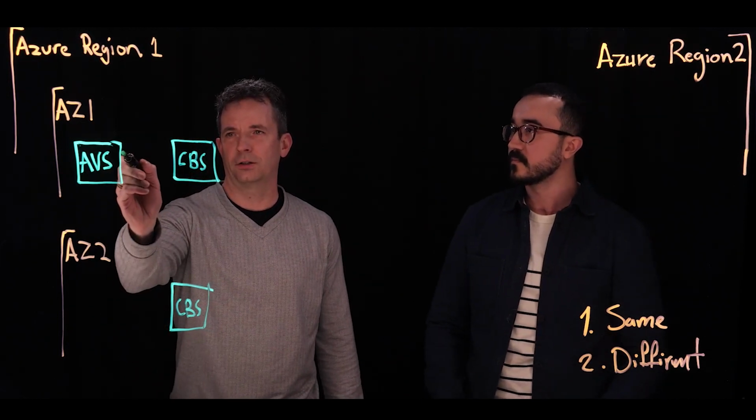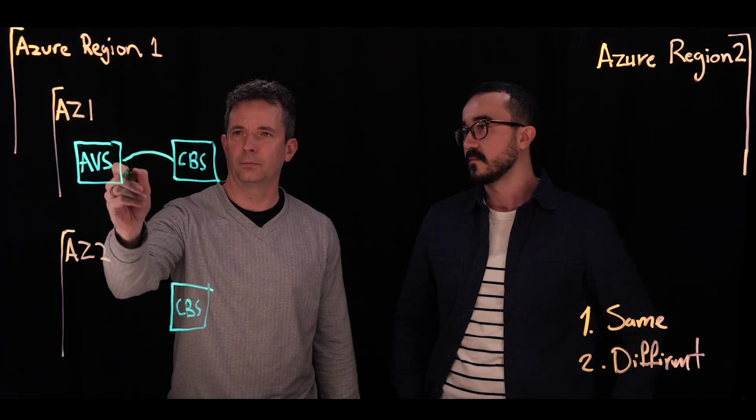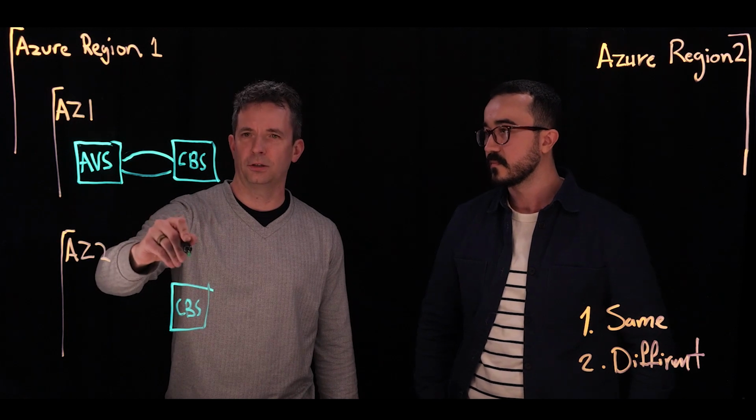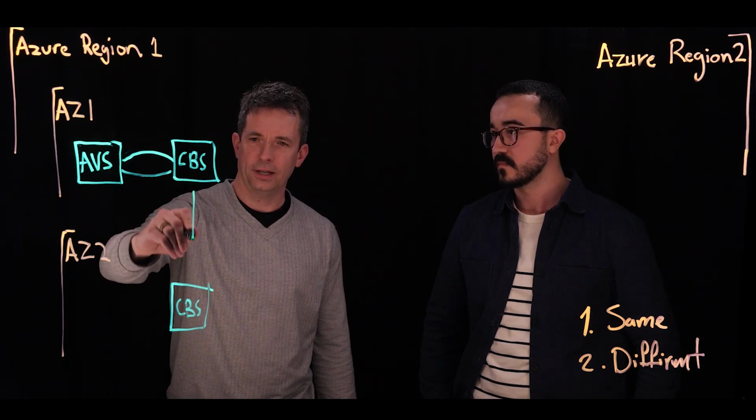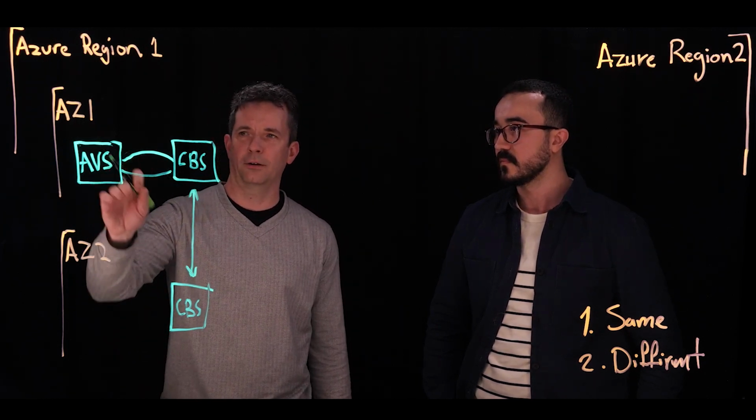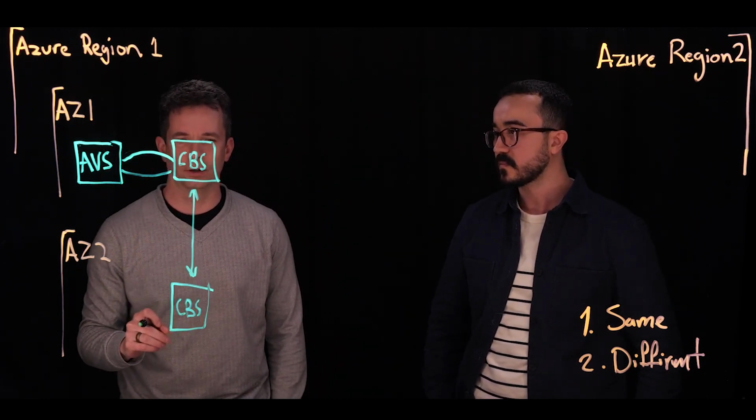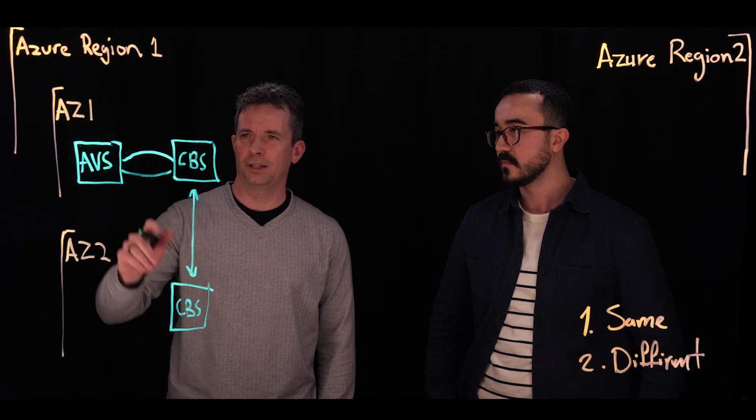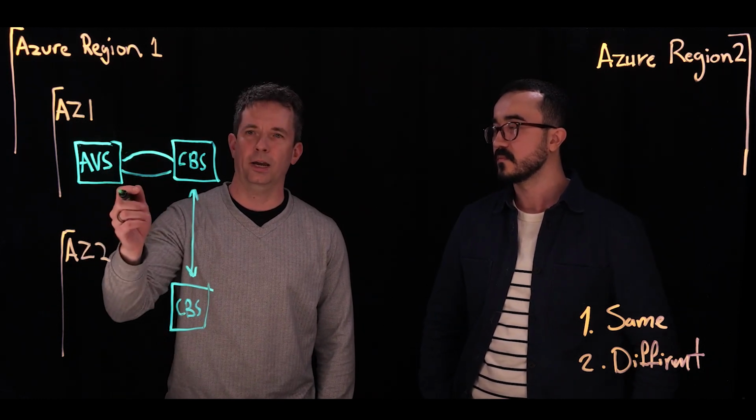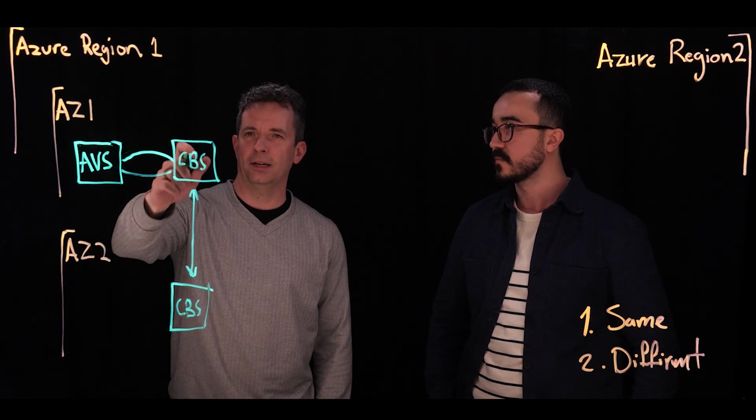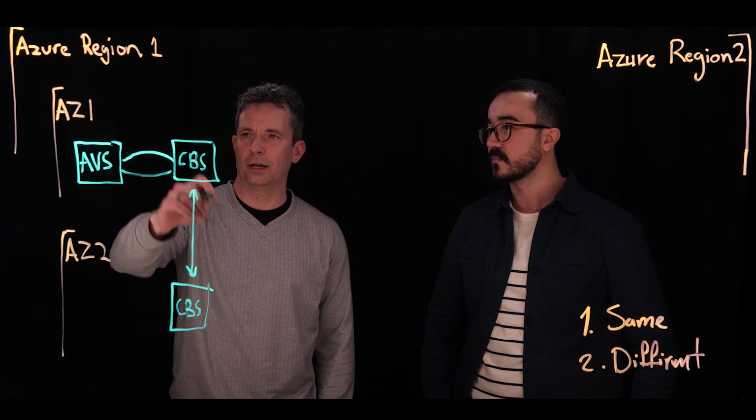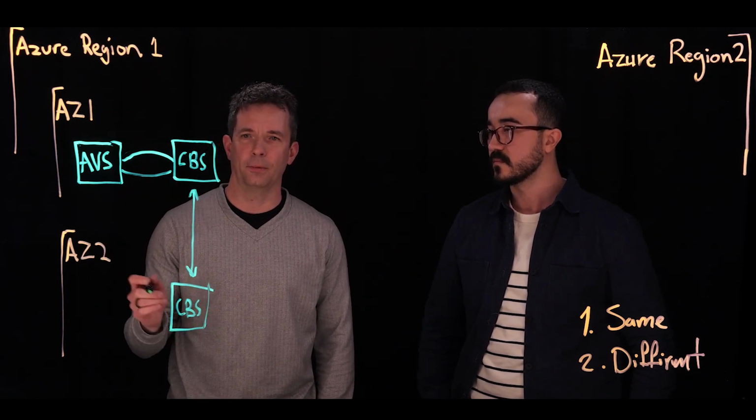One option, so let's assume these are connected, could be to set up active cluster between these two Cloud Block Store instances. And what that's going to do is actually transparently present a volume up to Azure VMware solution. So what that means is that when a virtual machine in AVS makes a write or a read, that write is acknowledged across both CBS instances prior to that write being acknowledged back to that VM host.